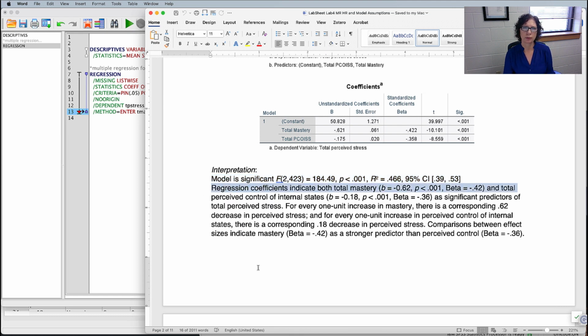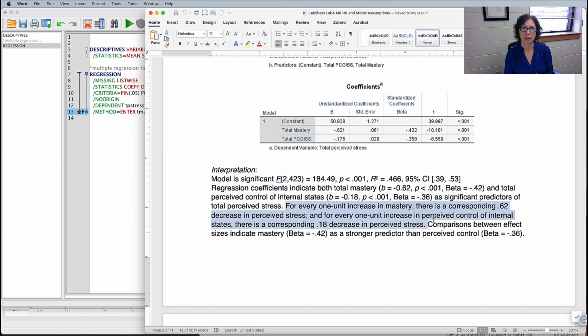Then we go into the specifics about the coefficients. We let the reader know that the coefficients indicated that total mastery and total perceived control were significant predictors. One way or another, we want to let the reader know that. And our stats lines for those coefficients are going to be the unstandardized value, the significance level, and the standardized beta value for that estimated regression coefficient. So you're letting your reader know both of those.